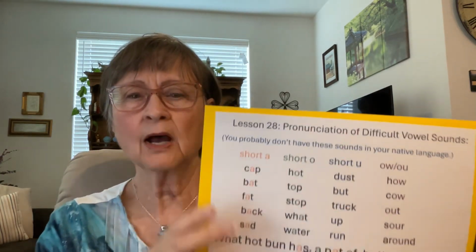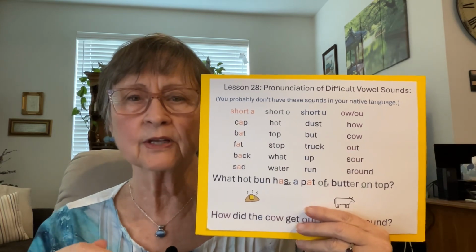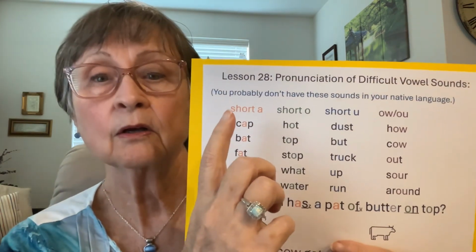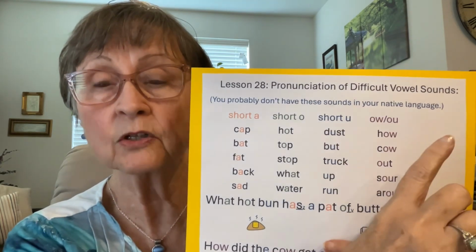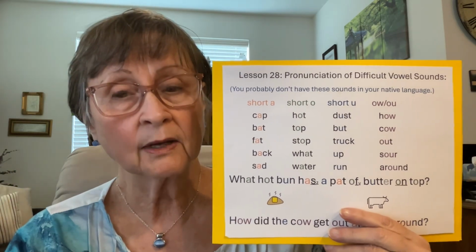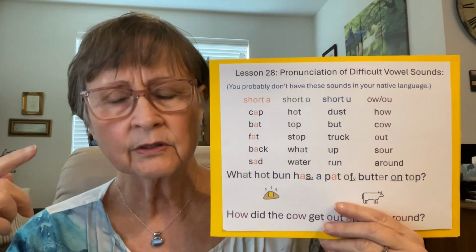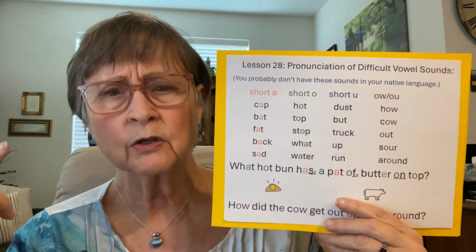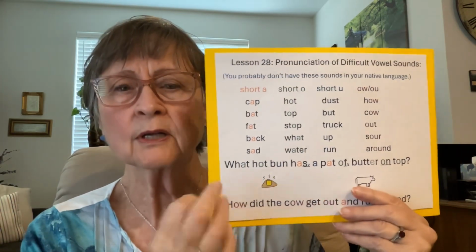Okay, so we have, first of all, this title, Lesson 28, Pronunciation of Those Difficult Vowel Sounds. Usually, you probably don't have these sounds in your native language, so you are substituting a sound that is in your language that's close. But when we're listening, American listeners, we don't quite get what you said, and you have to repeat and repeat. And usually it's something like this.